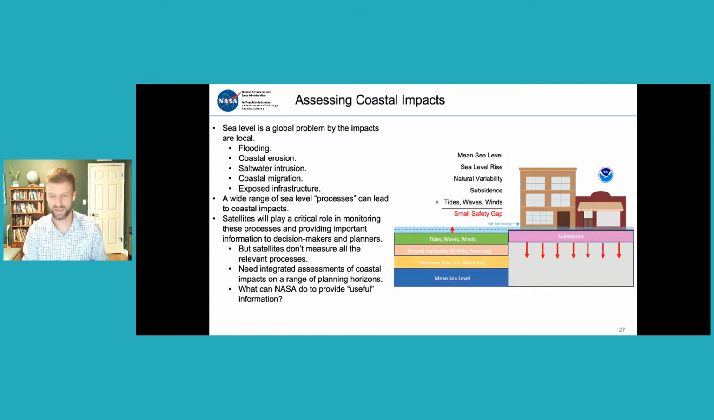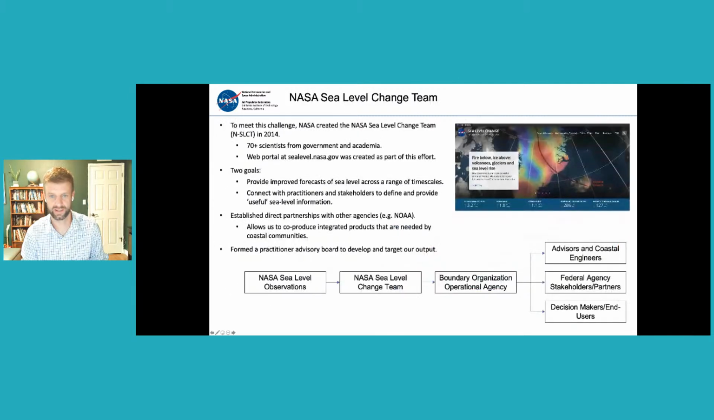So what are we at NASA doing to help provide this useful information for actual planning efforts and for generating guidance? In the introduction, the NASA Sea Level Change Team was mentioned. I am the team lead of the NASA Sea Level Change Team. We are completely US based. All the scientists on the team are in the United States, but our interest is very global. And I'll show what that means in the next slide here.